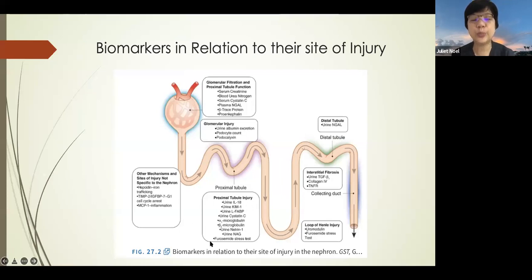Then if it's tubular, so the ATN, the biomarkers that are helpful are the interleukin, the cystatin C, and the L-FABP. So these are the things that would be needed. For the distal tubule, NGAL would be helpful.